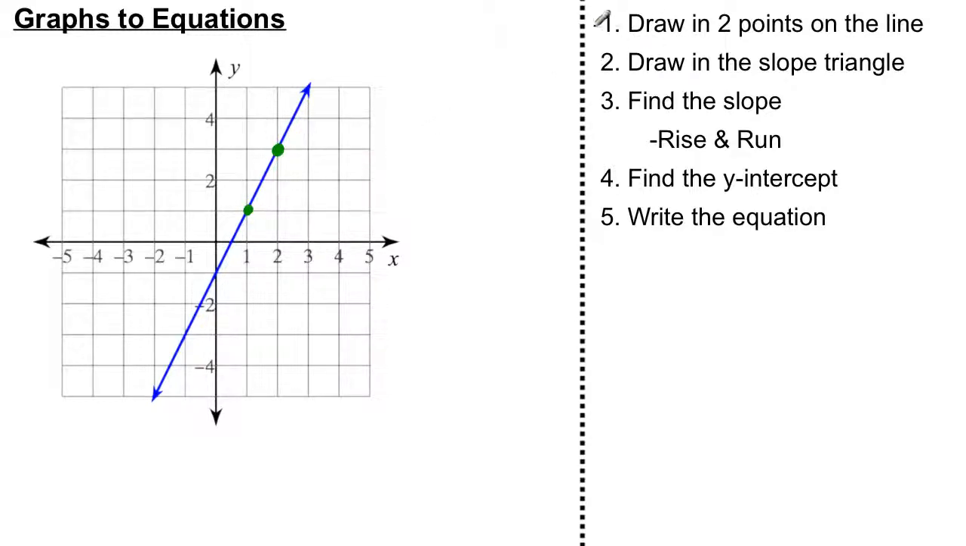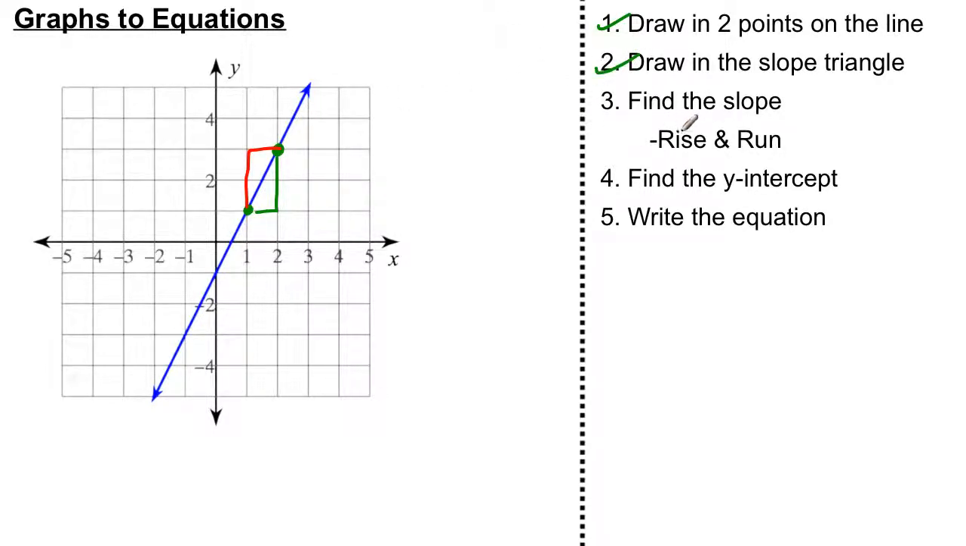Now the second step is we want to draw in the slope triangle. And there's 2 possible triangles that we can draw in. We can draw in like that, or we can draw in like this. So we're drawing a triangle between the points. And either one will work.